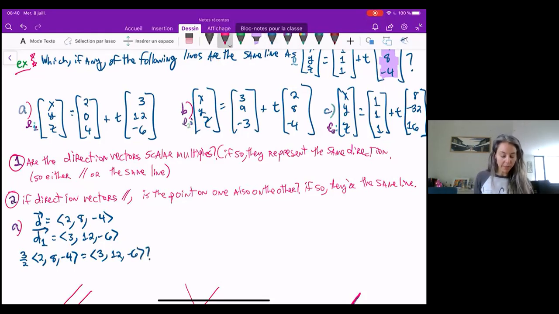So 3 over 2 times 8, that's 12. 3 over 2 times negative 4, that is negative 6. So here the answer is yes. So either they are parallel or the same line. So that was our step 1. Now let's check the point. So I'm going to check, is the point 1, 1, 1 on L1?